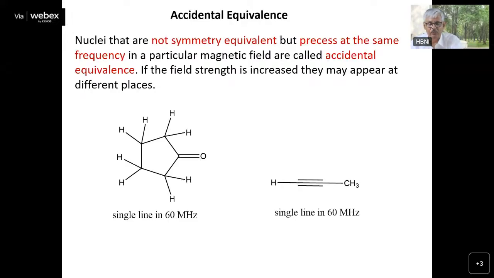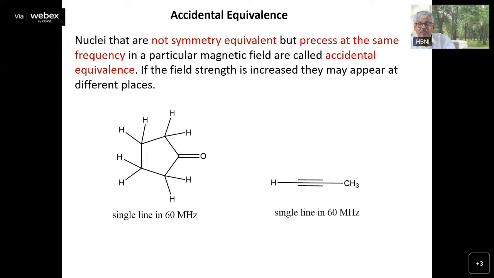Now there is one thing called accidental equivalence. For some compounds you get only one signal, not due to symmetry, but because somehow their precessional frequencies are the same. For example, with cyclopentanone, if you record the spectrum on a 60 megahertz machine, you get only one line. Similarly, if you take propyne and record it at 60 megahertz, you get only a single line. That does not mean they are chemically equivalent.